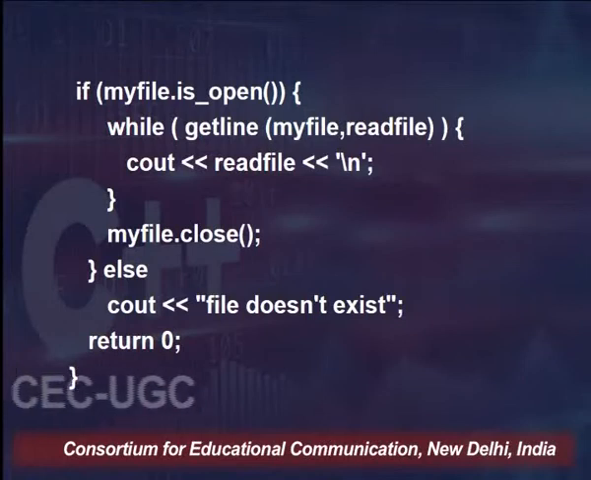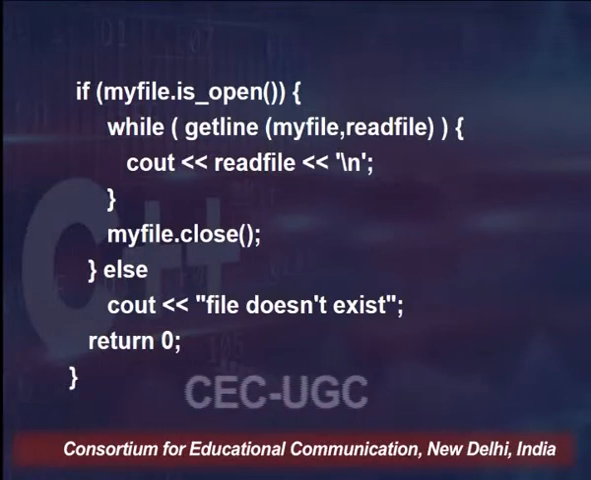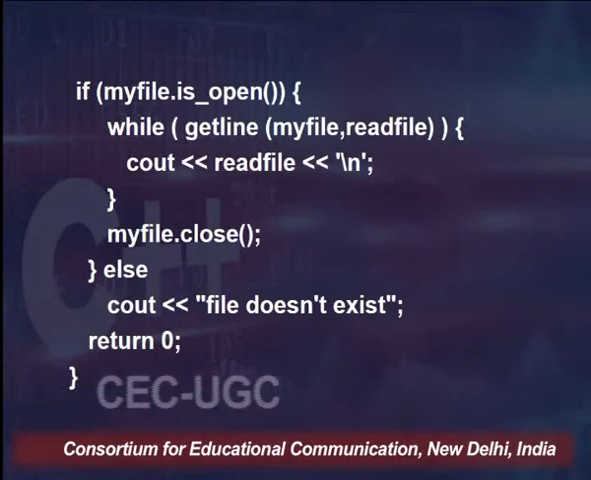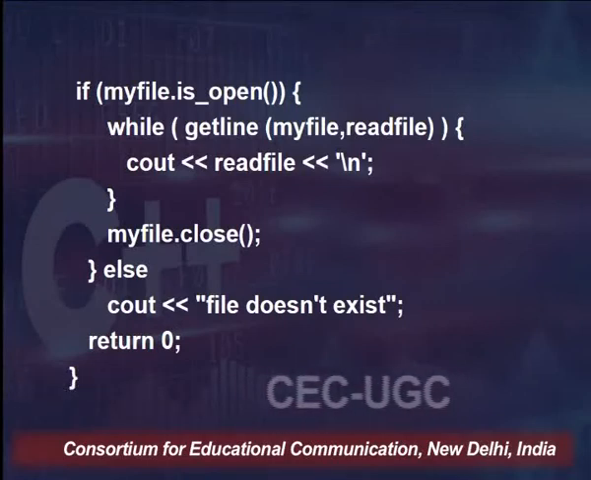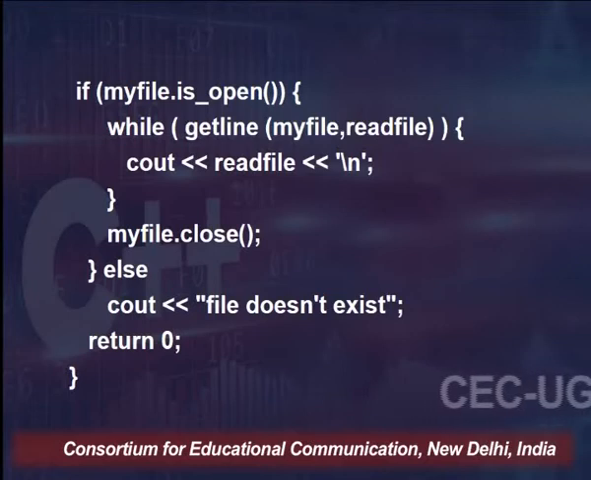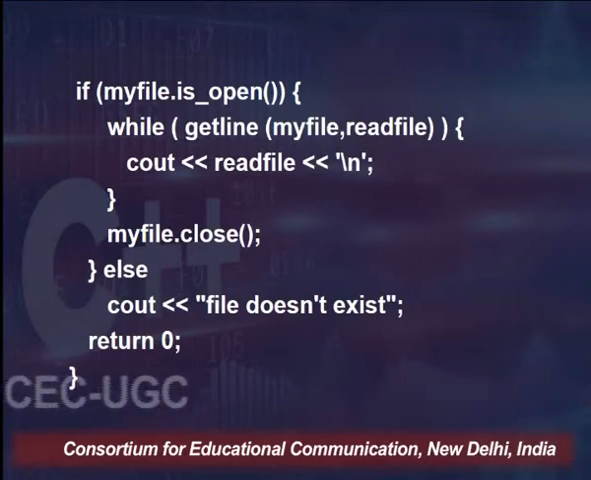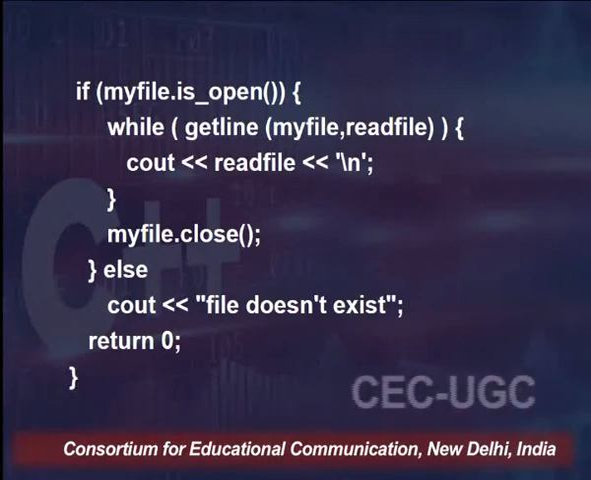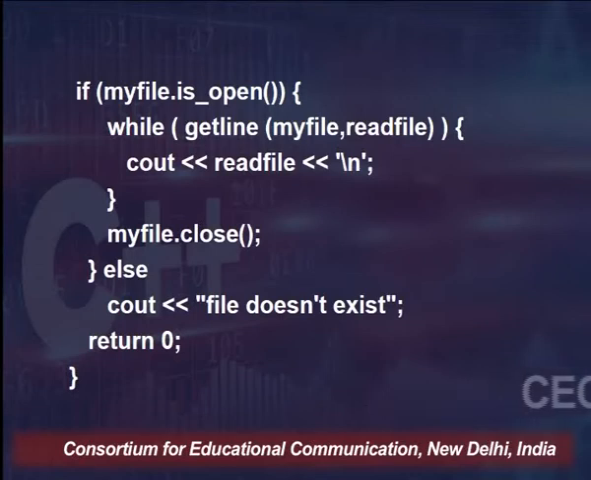Now here in the next line we just want to make sure whether the file is open or not, and the method for this is is_open. So I have written if myfile.is_open, that means whether that object has been created, associated with that, and that file is open.